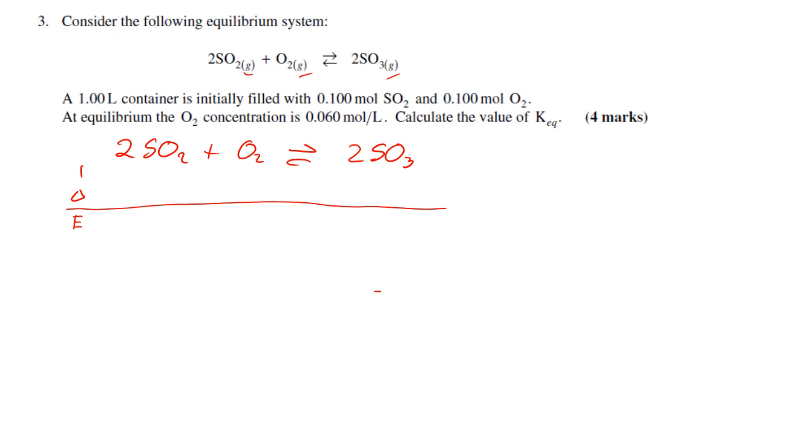And we're going to plug some values in, I guess. Okay, so it says initially we have 0.1 SO2, so 0.1 SO2 and 0.1 O2. Okay, and then it says at equilibrium, we're going to have 0.06.